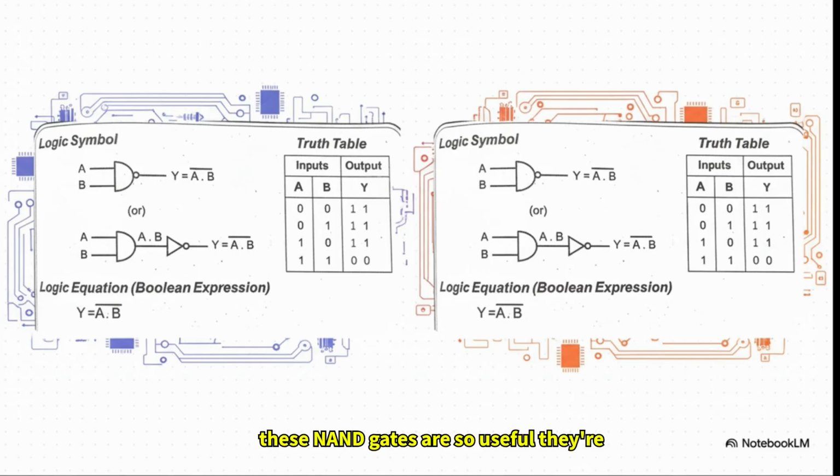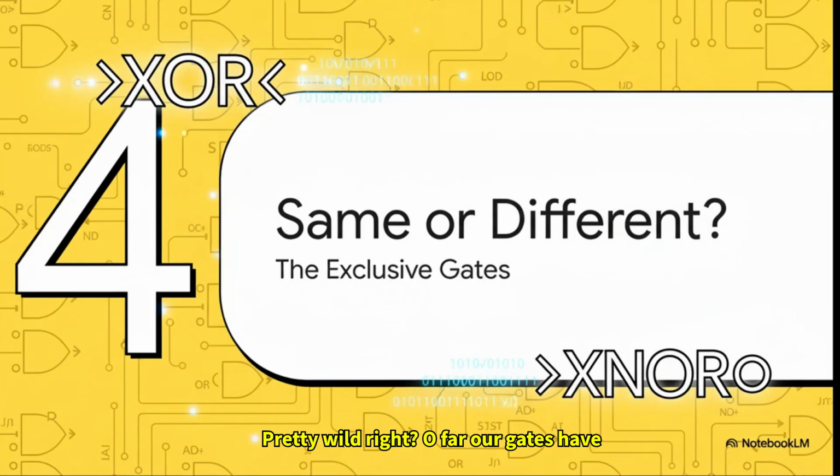And get this, these NAND gates are so useful, they're called a universal gate because you could actually build an entire computer using nothing but thousands of these things. Pretty wild, right? So far, our gates have been about pretty simple rules. Any, all, or not. But what if you need to do something a little more complex, like comparing two inputs? For that, we need a special class of gates, the exclusive gates. Their whole job is to see if things are the same or different.